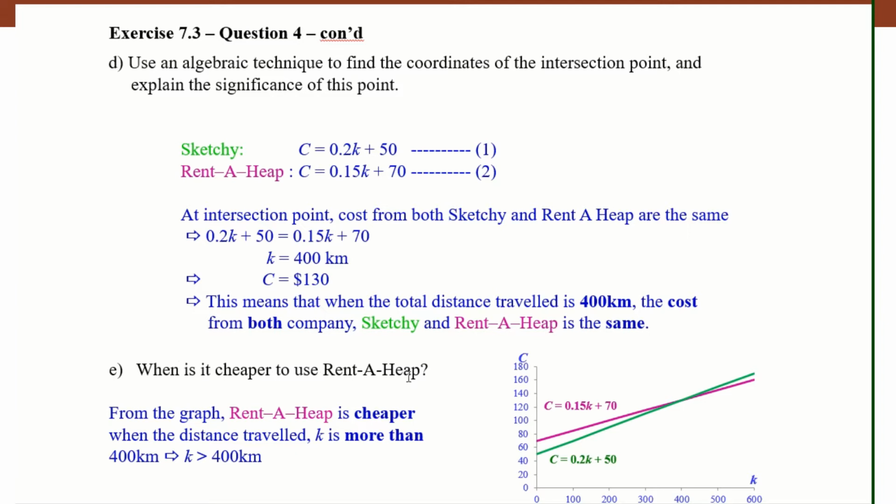So when is it cheaper to use Rent-A-Heap? You look at your intersection point: before the intersection point, which is cheaper, and after the intersection point, which is cheaper. Rent-A-Heap is the purple line. So the purple line is cheaper when it is after 400 kilometers.